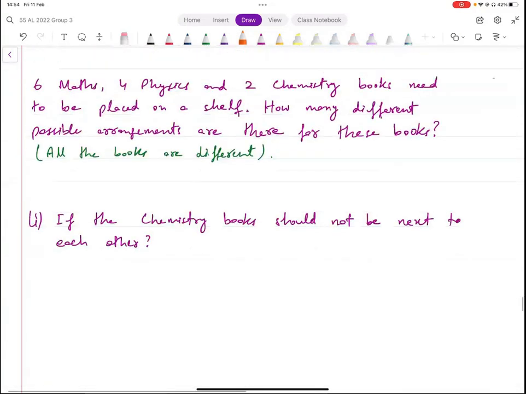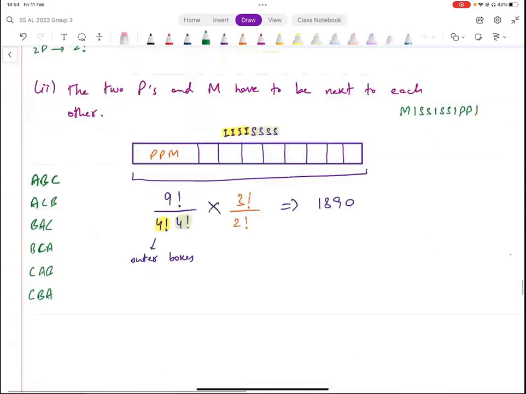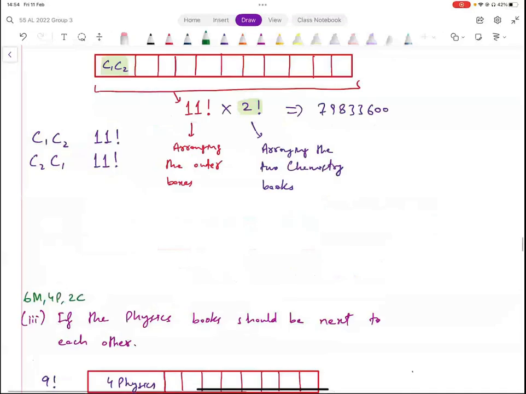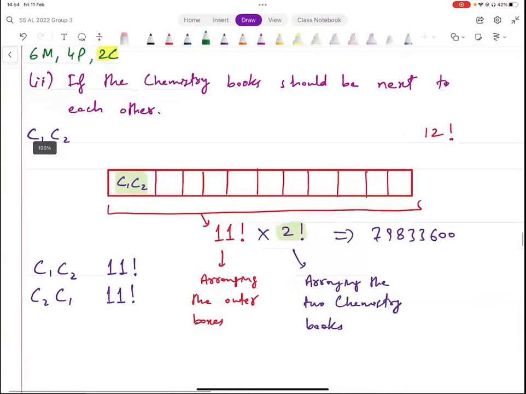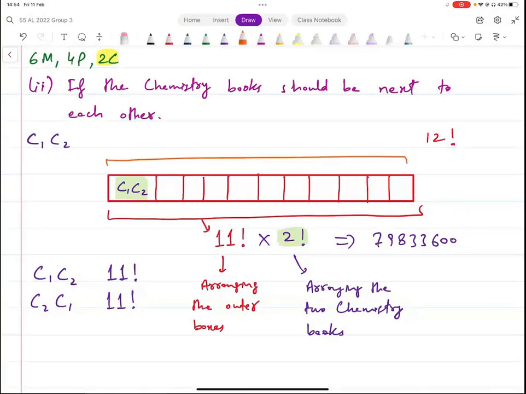So we want, so remember how many books do we have? We've got 6 math books, we've got 4 physics books and 2 chemistry books, right? So this is the number of books that we have. Now, since the chemistry books should not be next to each other, we already know the number of cases that we have for the chemistry books being together. So we found that here. हमने क्या कहा था? Boxes total कितने हो जाएंगे? 11.